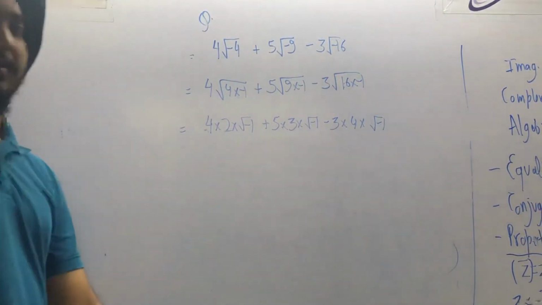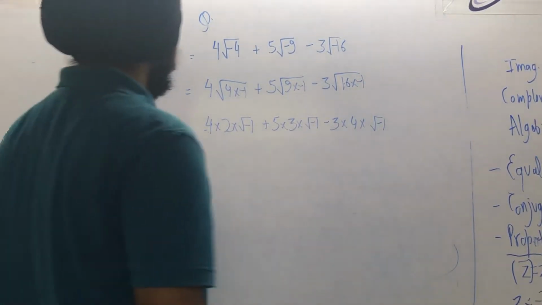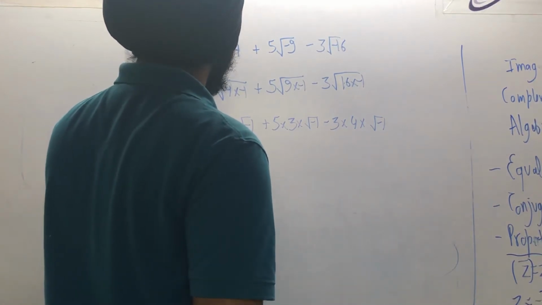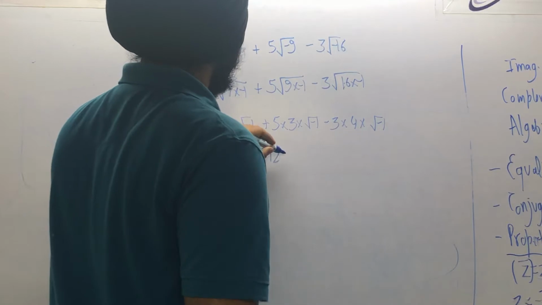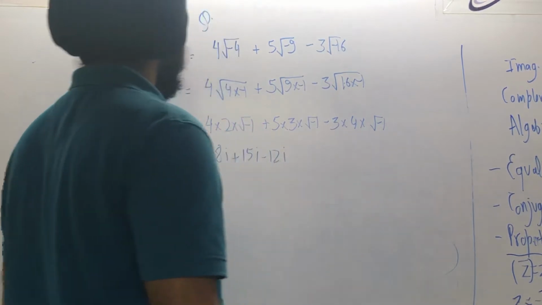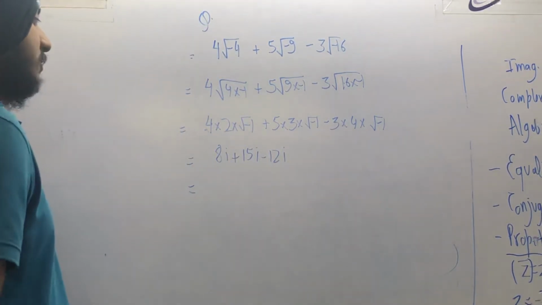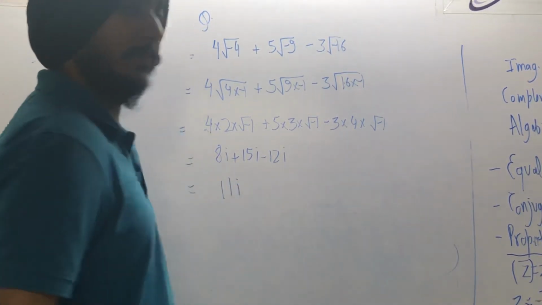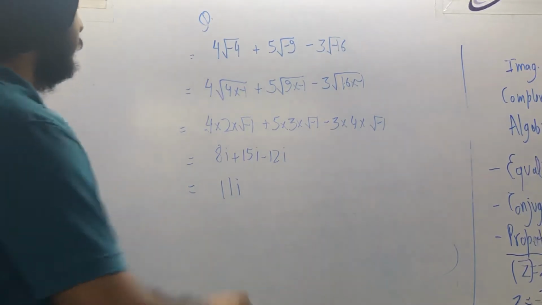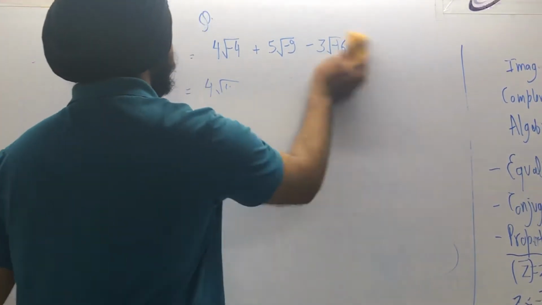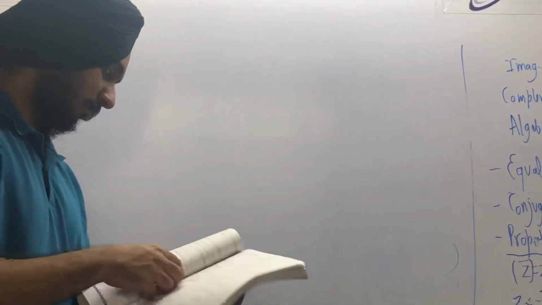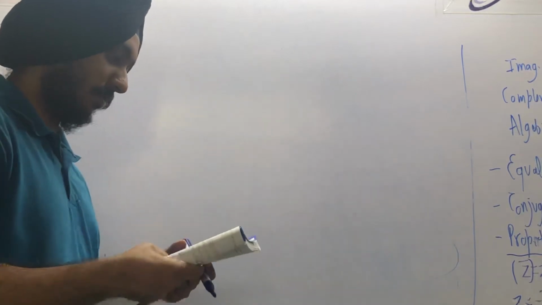What is root of minus 1? Iota. Okay, so 8 iota plus 15 iota minus 12 iota. Okay, so 15 minus 12 is 3. So 8 plus 3 is 11 iota. Okay, this is your answer. Okay, next question.